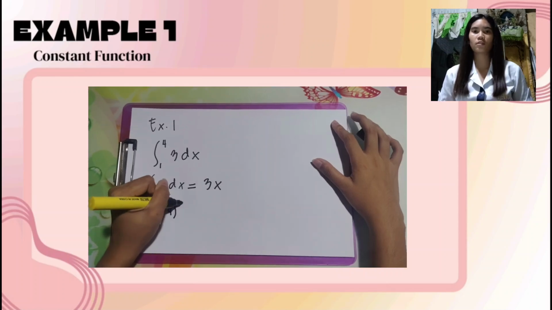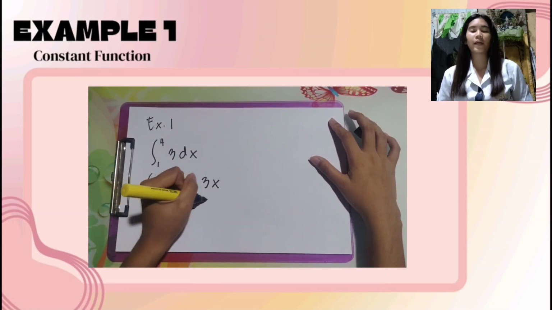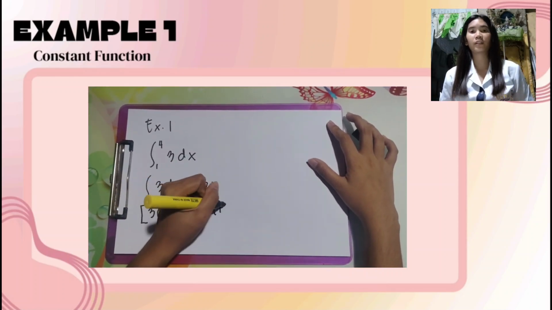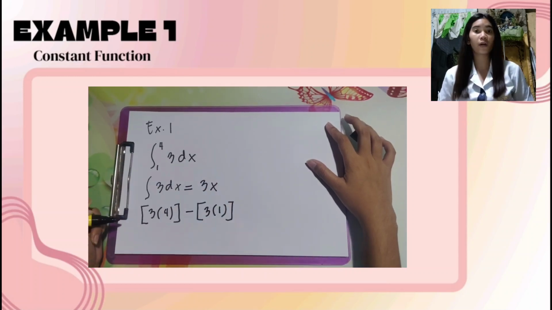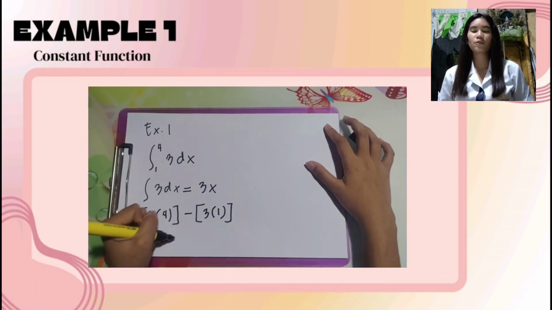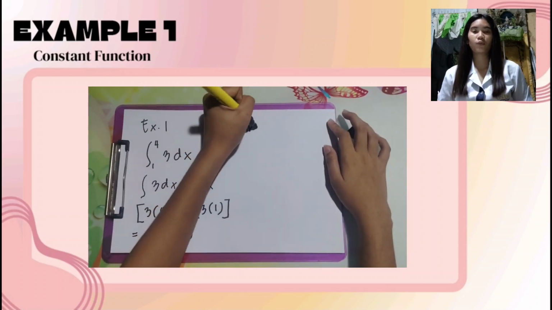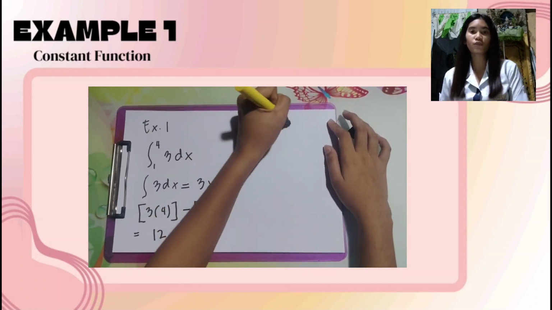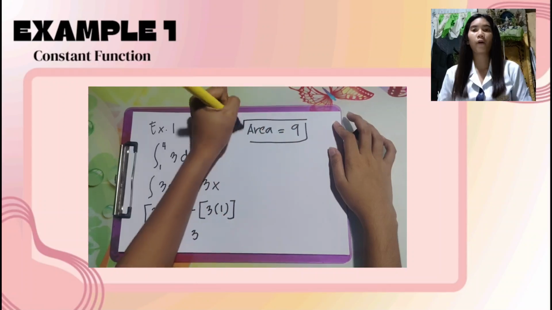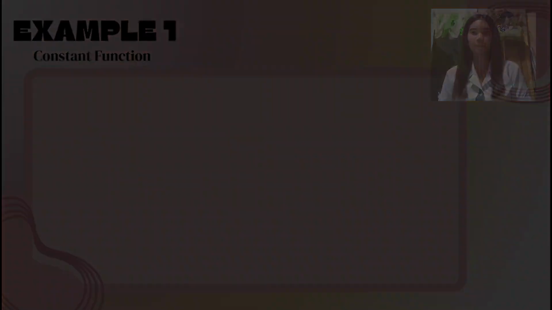Since 3 is a constant number, after we find its antiderivative, we plug in the x-values, which are 1 and 4. So 3 times 4 is 12, then 3 times 1 is 3. Then we subtract. 12 minus 3 is equal to 9. So our area is 9.